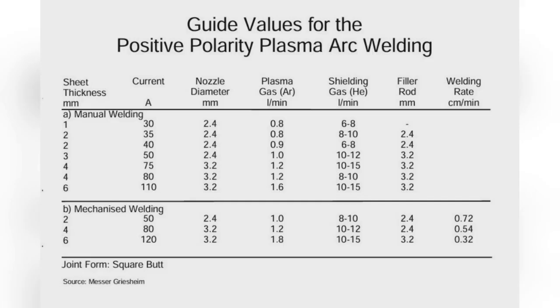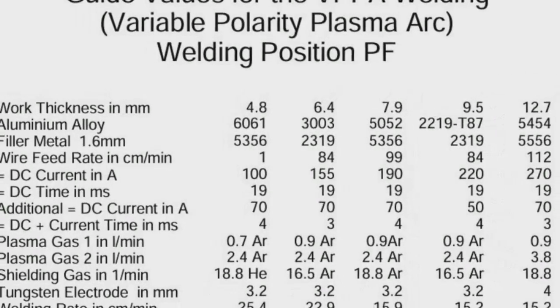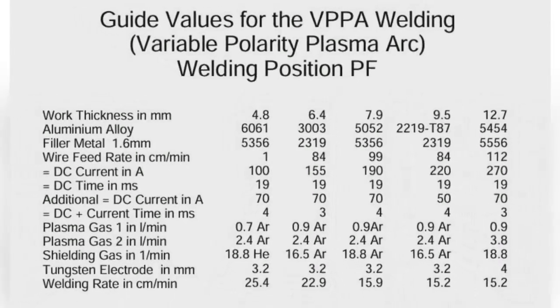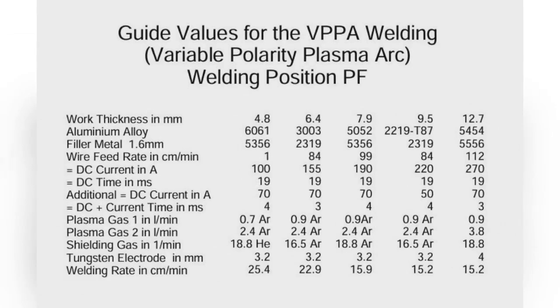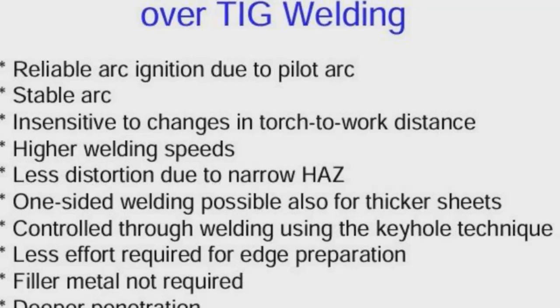The variable polarity plasma arc, VPPA, welding is mostly carried out in the welding position PF, vertical upwards. Advantages of plasma arc welding over TIG welding are shown in this figure.